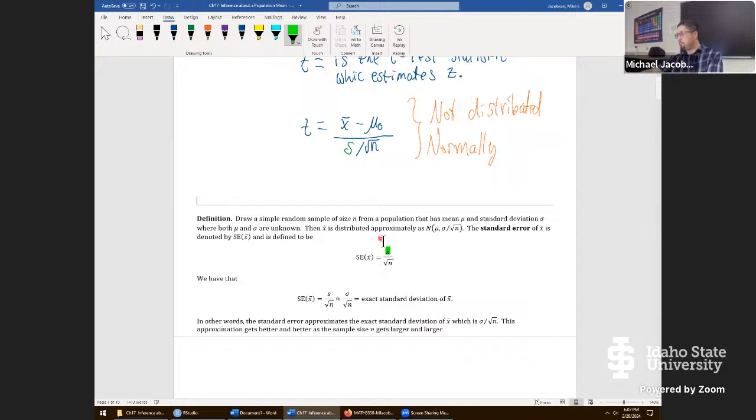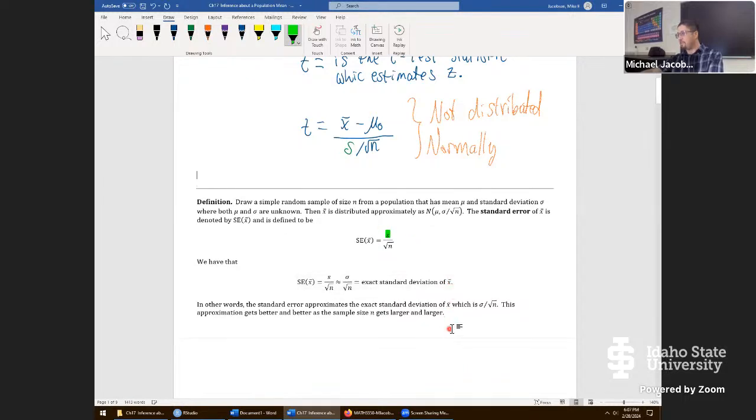Let me see if I can move this slightly better. There we go. So all the standard error is trying to do is, once again, make this approximation happen. So now that we have the standard error, we're going to see how this all falls together. If it's not normally distributed, we'll have to take a look at the new distribution, the so-called t distribution. Any questions or comments at the moment?